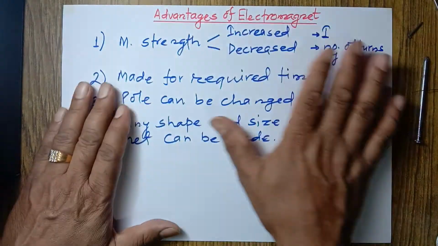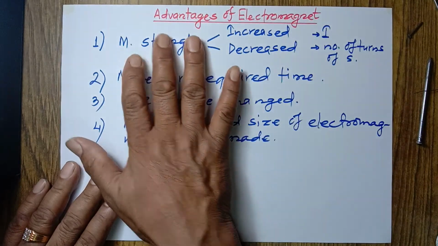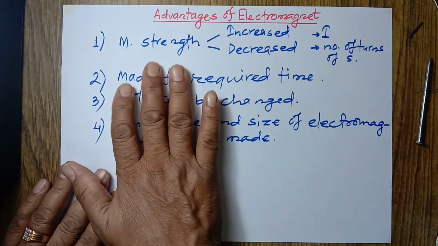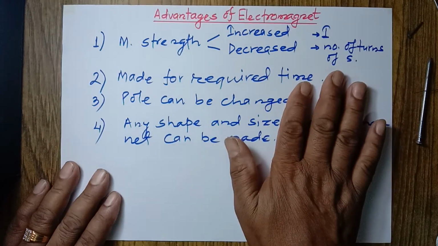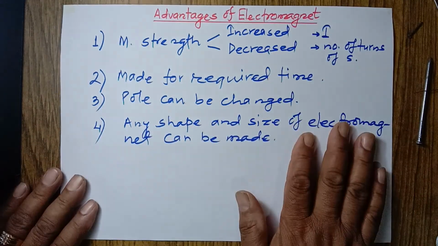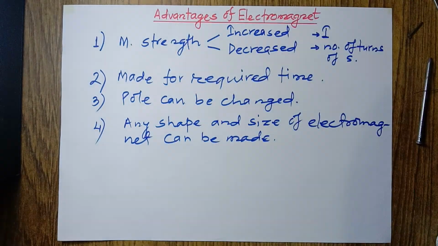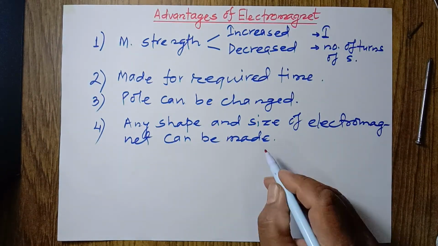These are the four major advantages of electromagnet. Strength can be changed, and a magnet can be made for a required time period according to the requirement. The pole can be changed, and any shape of magnet can be made. It may be huge or it may be small. Okay, this much for today.